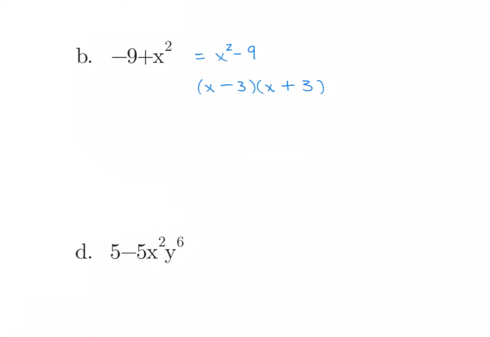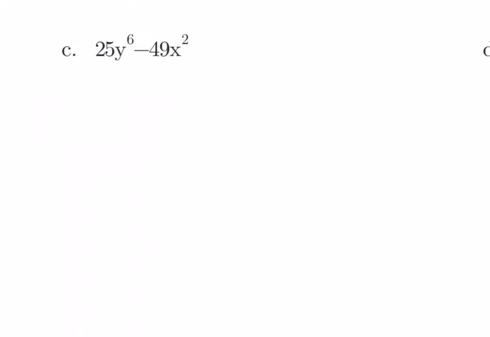All right, let's go ahead and look at a couple more. Example C. I notice that these two terms are both squares. So 25y to the 6th, how does this factor? Well, 25 is 5 and 5. y to the 6th, if we split that in half, that's going to be y cubed and y cubed.